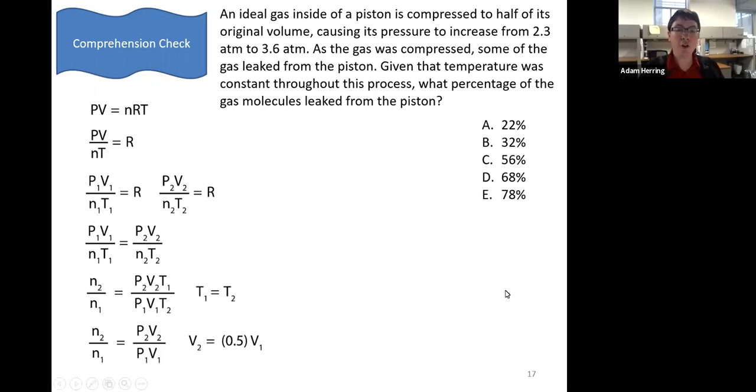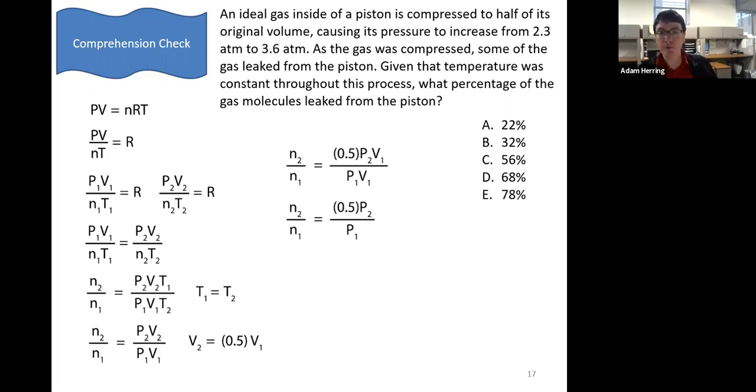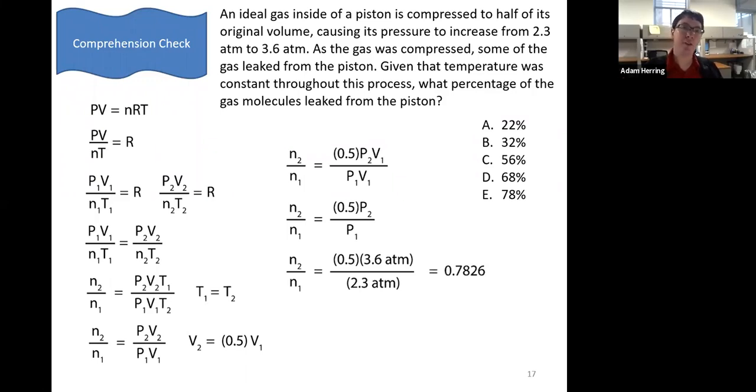We know that the volume, after they leaked out, was half as much as the original volume. And therefore, we can cancel out the actual volume. And we know the pressures. By plugging this in, we see that the ratio of the final number of moles to the original is 0.7826.